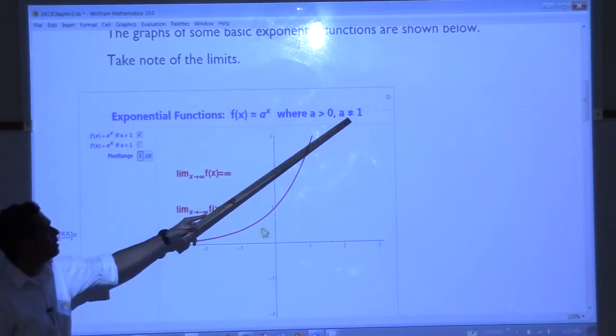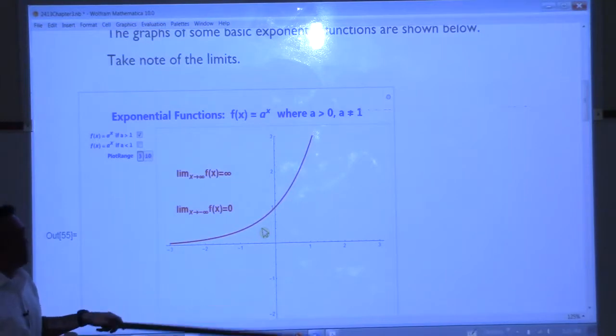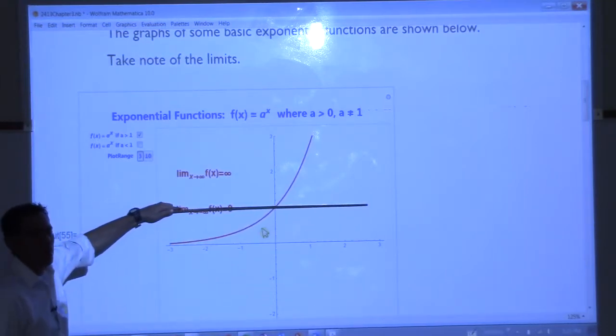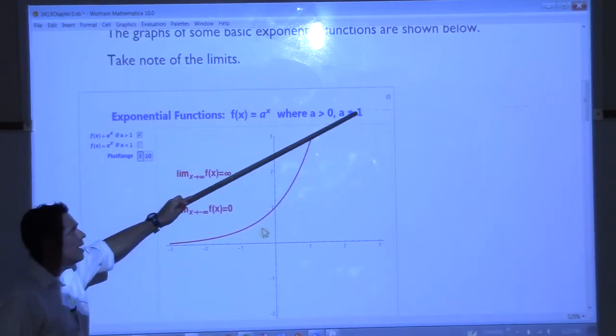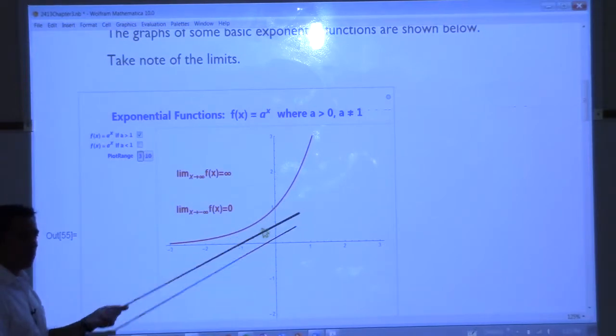Why can't it be 1? Yeah, 1 to any power would still be 1, right? So you'd just be looking at a constant flat line, wouldn't you? So we just eliminate 1 because it's not interesting. It doesn't behave like exponential functions do.